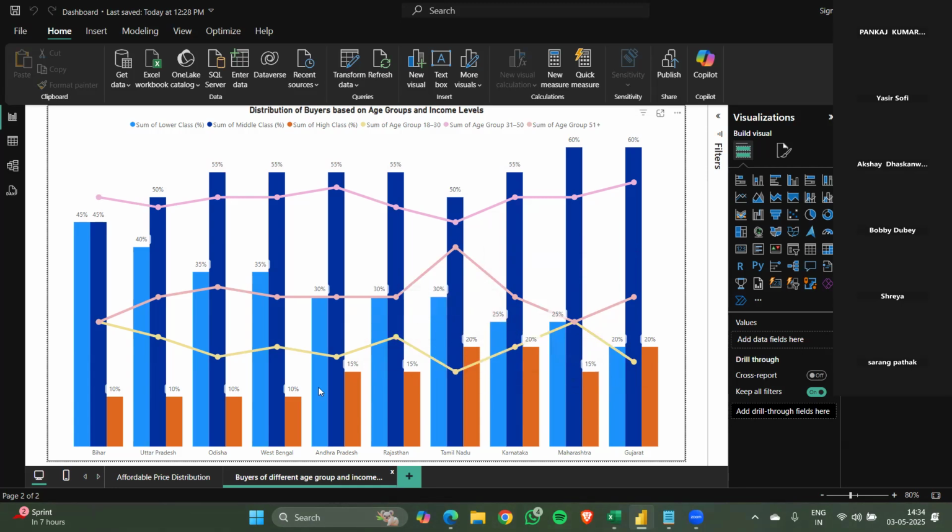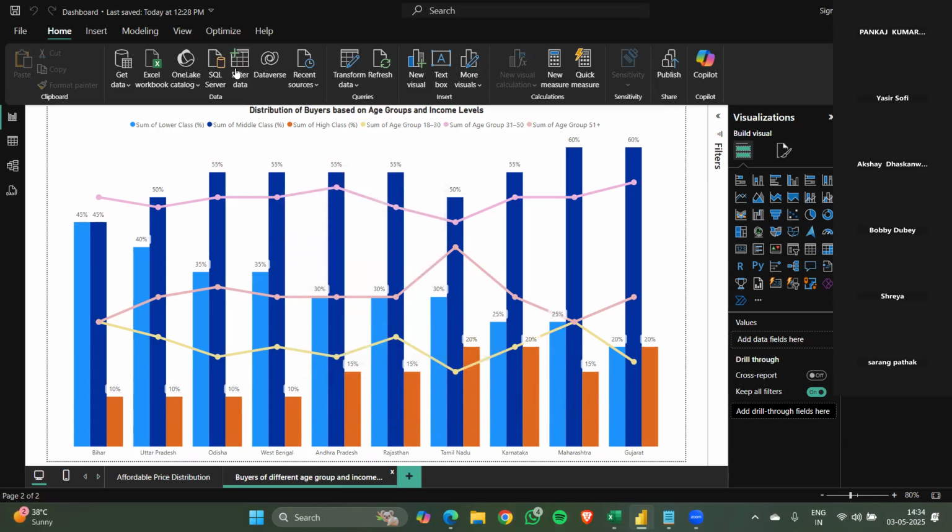And the least was in the states of Bihar. Sorry, for the low class, the least was in the states of Karnataka. Then we see the least in Gujarat as well for the lower class, and Maharashtra. For the high class, the four states from where even high class people were buying many sarees were Bihar, Uttar Pradesh, Odisha, and West Bengal. Yeah, that is what I could get from the data.